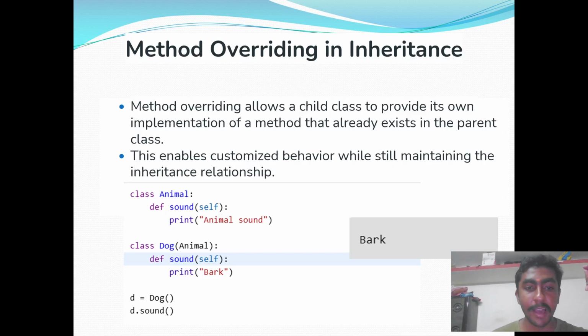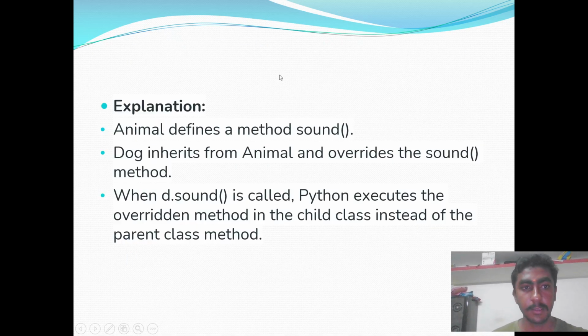But notice these two methods are common here. So what will happen if I initialize an object d equal to Dog and call d.sound? What will the output print? Of course, it will be bark, because the customized behavior is preferred. So this is called method overriding in inheritance. So Animal defines a method sound, and Dog inherits from Animal and overrides the sound method. So when d.sound is called, Python executes the overridden method in the child class instead of the parent class method.